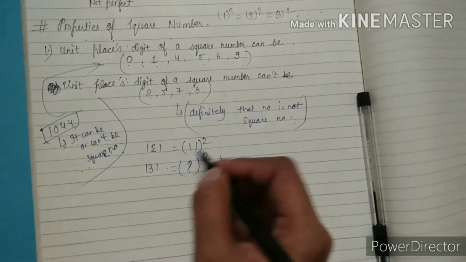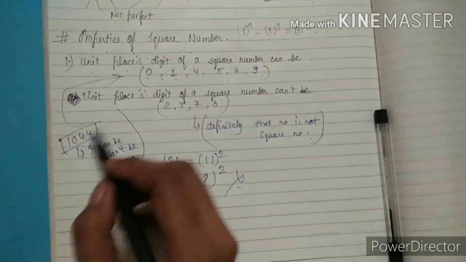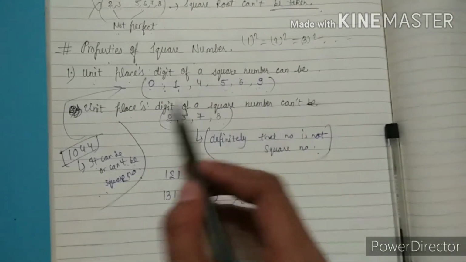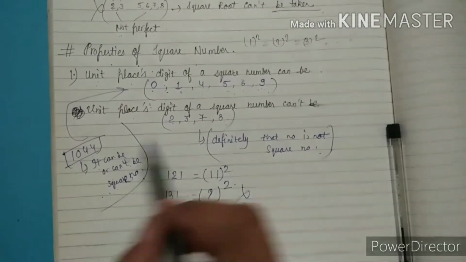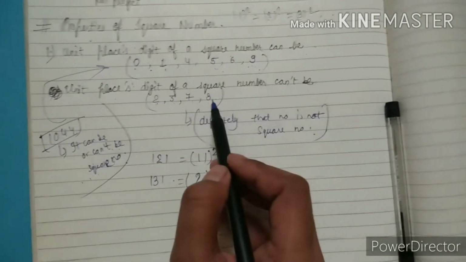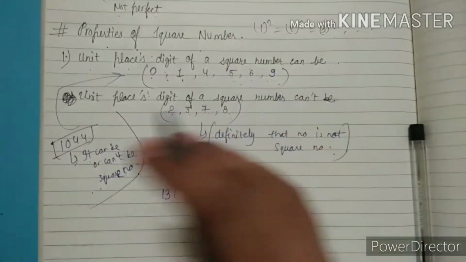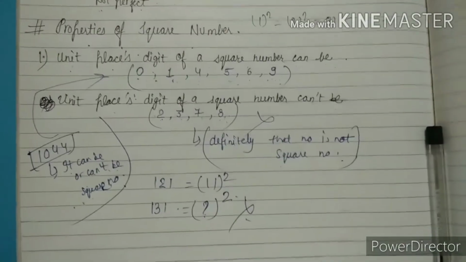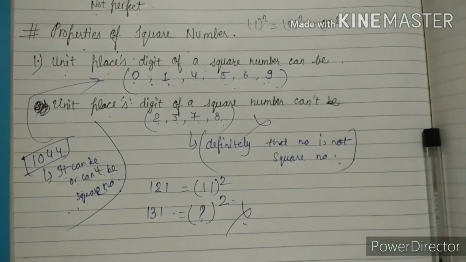Like this, we have so many cases. So when we have 0, 1, 4, 5, 6, 9 on the unit place, we have to check. But when we see 2, 3, 7, 8 on the unit place, there is no need of checking. We can directly say this can't be a square number. So this is the first property.